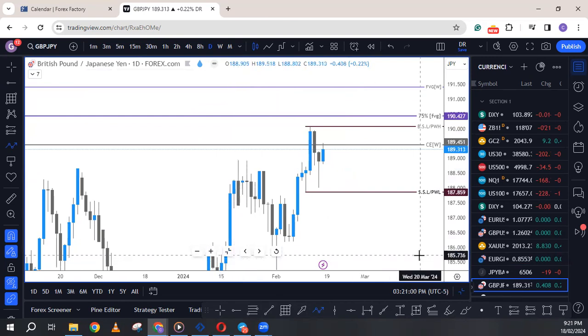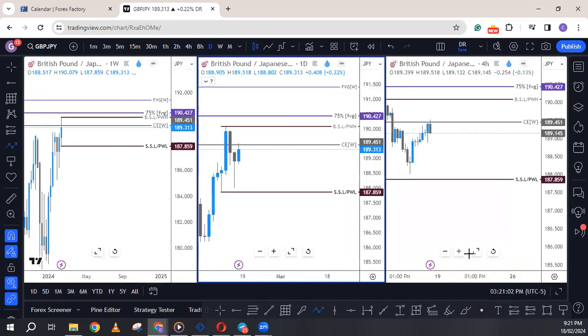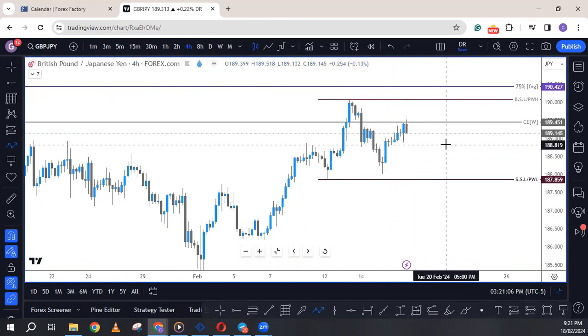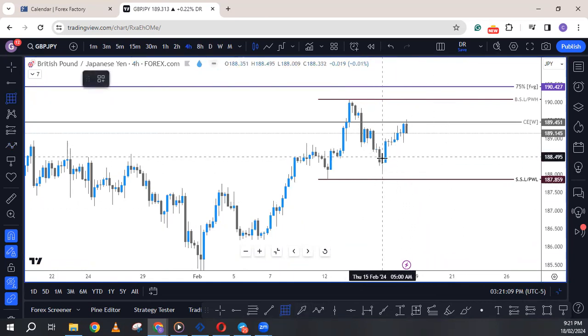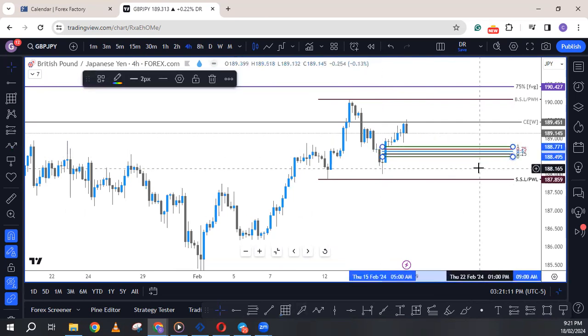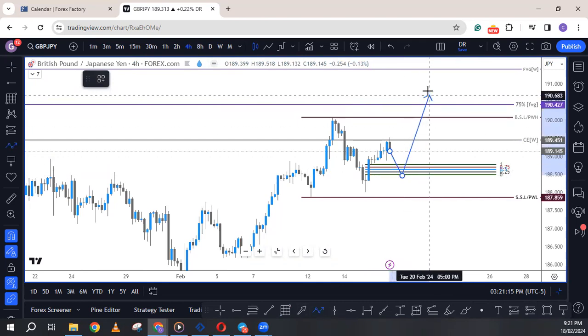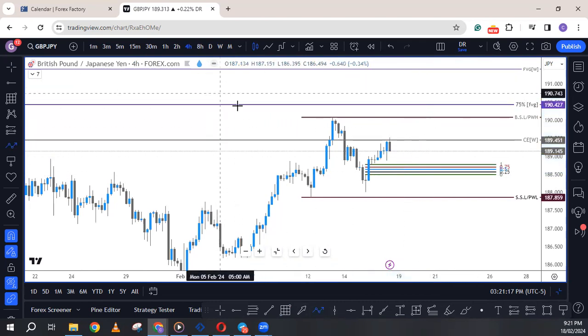Let's look at it from the 4 hour. If we look at it from the 4 hour, we have this unmitigated fair value gap here. So you might see something like this. If this holds, price is going to move higher.